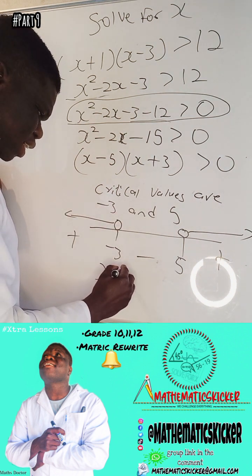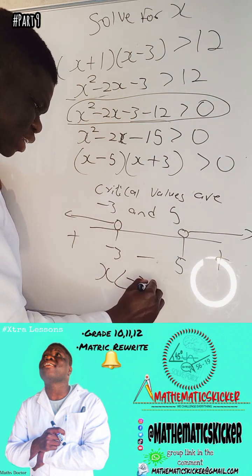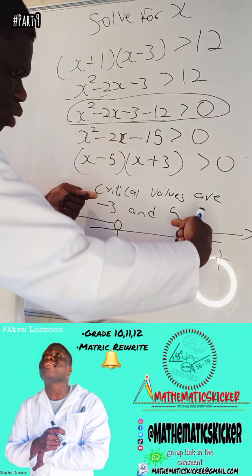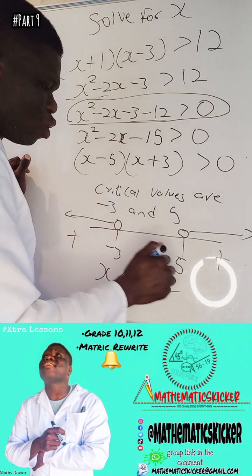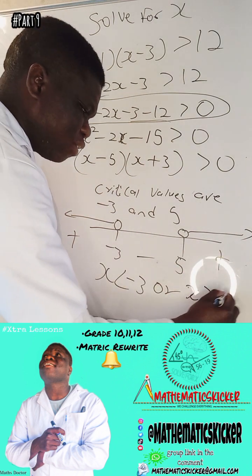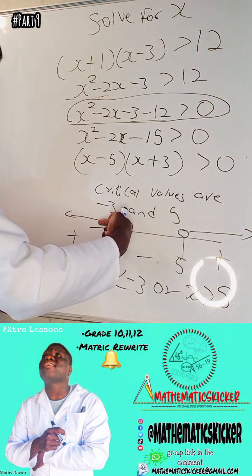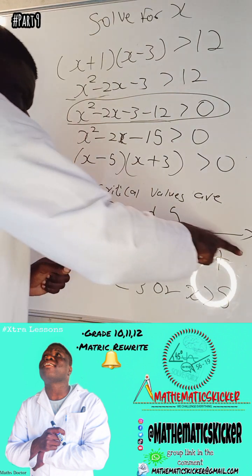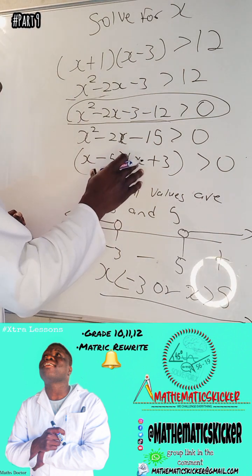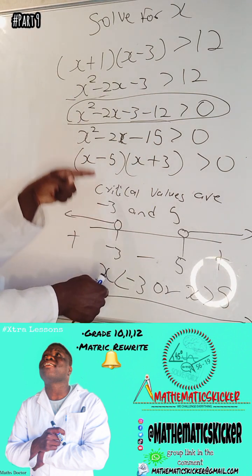We say x is what? x is less than minus 3, or x is greater than 5. You can see x is less than minus 3 or x is greater than 5. This is your answer. Then if we wrote x is equal to 5, this statement argues this one.